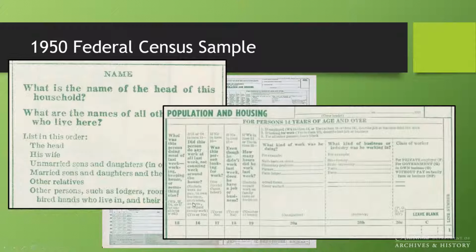The next zoomed in portion that I'm going to show you is about population and housing. This was more detailed than they have been in the past. This is for persons 14 years of age or older, and it has very detailed questions about what kind of work they do, what kind of industry they're in, and also, even though he didn't work last week, does he still have a job or business? I mean, they have very detailed questions here that some censuses in the past have not.